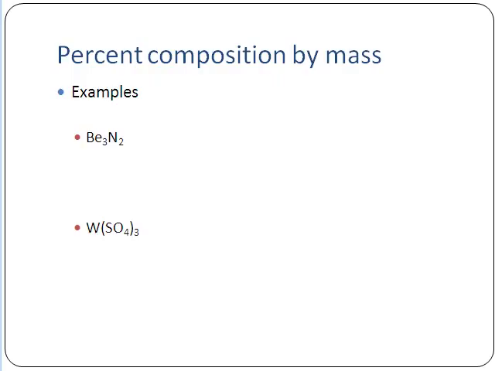We've got Be3N2, and we've got to figure out the percent composition by mass of this. So let's find it for each of Be and N. Let's look first for our percent of Be. To do this, we have to take the number of Be atoms, and here that's going to be 3. So we say 3 times the mass of Be, that's beryllium.